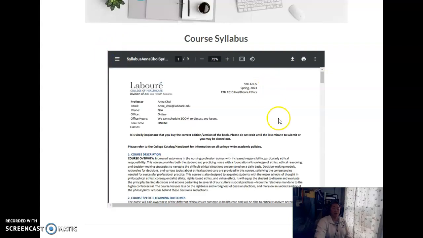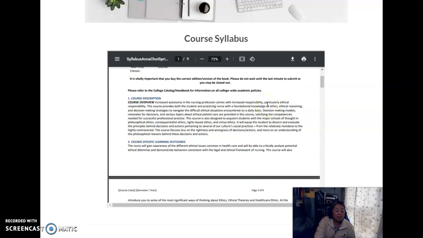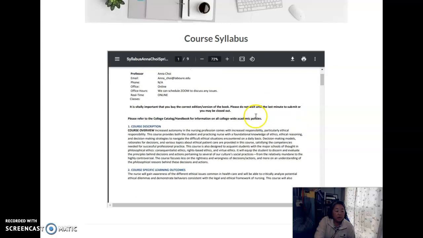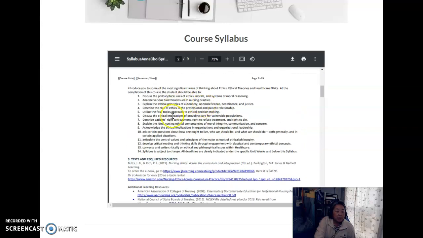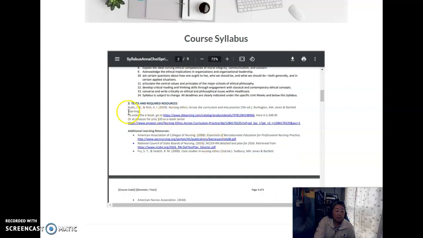Okay, so if we're taking a look at the syllabus here, it's really important that you get the correct version of the book. So make sure that you order the book on time. Here's the course overview. Here are a couple of bullet points that I need you to look at. This is the book that you're going to be ordering: J.B. Butts and K. Rich, Nursing Ethics Across the Curriculum and Practice. Make sure that you have the right edition.